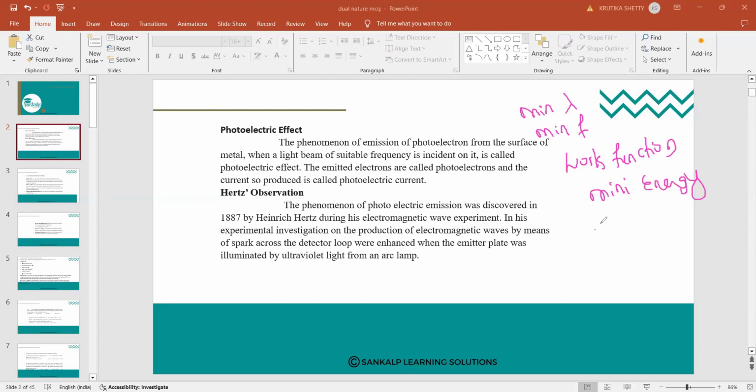Okay. So for the photoelectric effect to take place, some minimum energy is required. That minimum energy required for the photoelectric effect is called as what? Threshold frequency. Sorry, it is called the work function. Is it clear? What is the work function? Work function is nothing but the minimum energy required for the phenomenon.